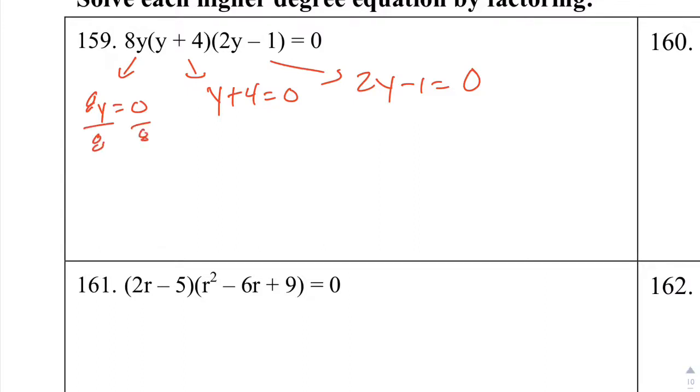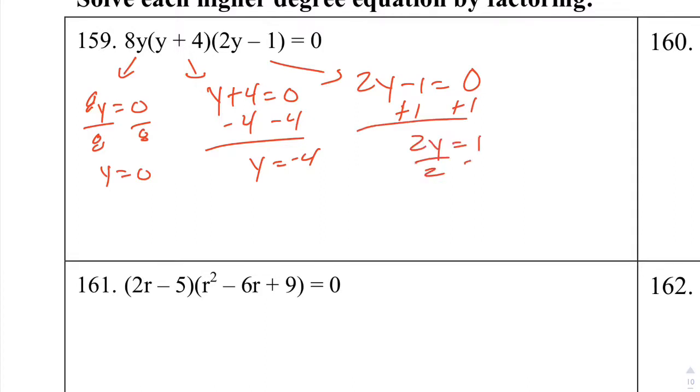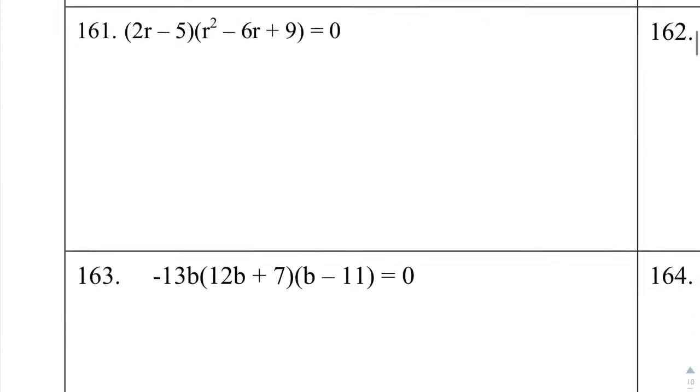For the one out front, divide by 8. So then 0 is one of our solutions. Subtracting 4, negative 4 is one of our solutions. Adding 1, 2y equals 1, divide by 2, y equals 1/2. So there's our 3 solutions there. So pretty straightforward one. Definitely going to be on the exam.